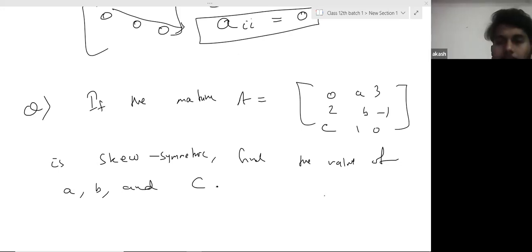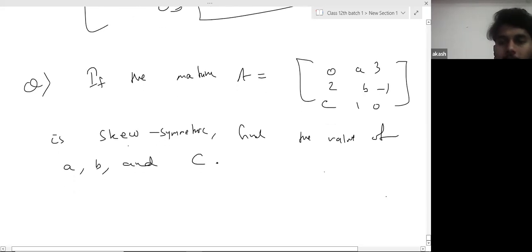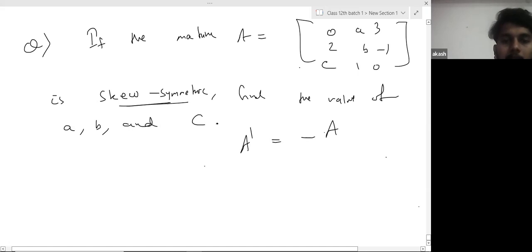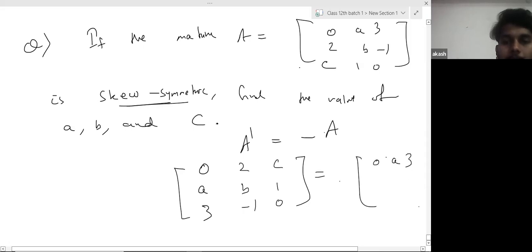All right. Let's see. See, Shikani, the question is saying this matrix is skew symmetric. That means A transpose will be negative of A. So we can do that. Let's try to find A transpose. A transpose will be 0, A, 3, 2, B, negative 1, C, 1, 0. And this will be equal to negative times A matrix 0, A, 3, 2, B, negative 1, C, 1, 0.